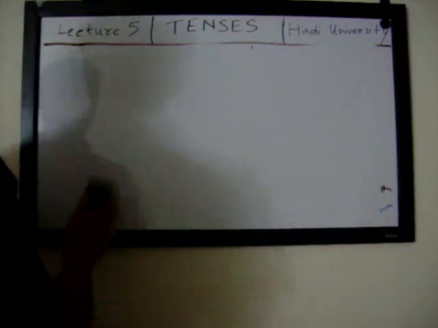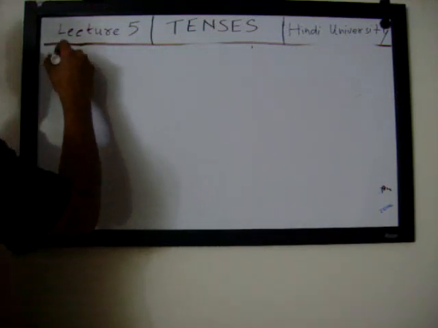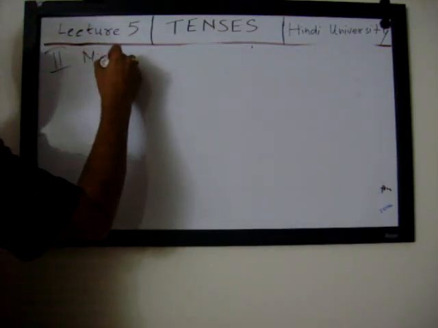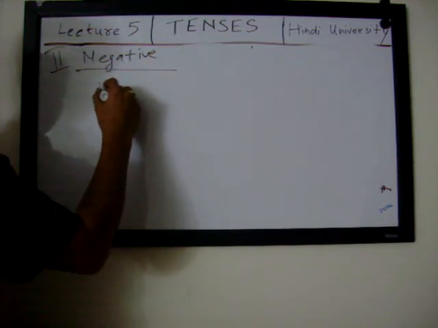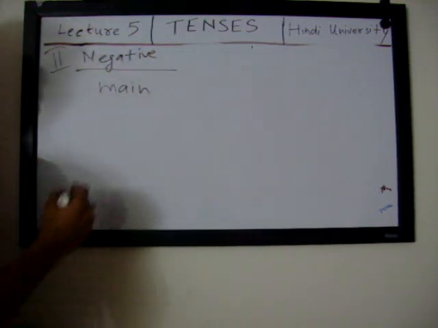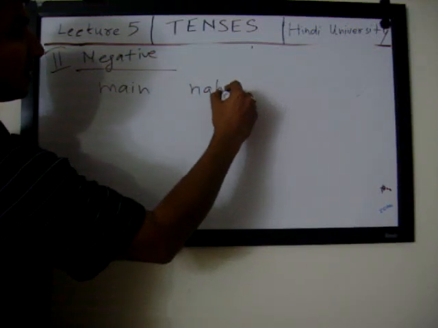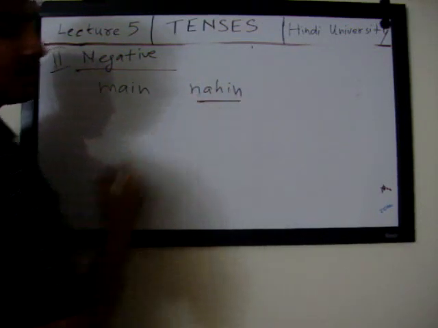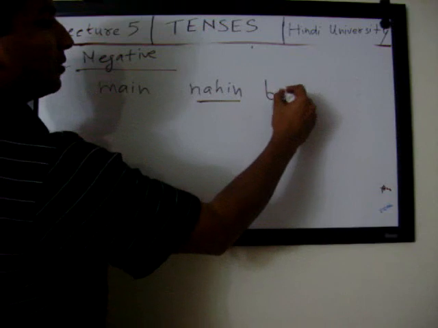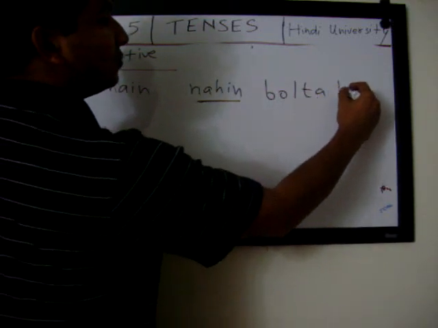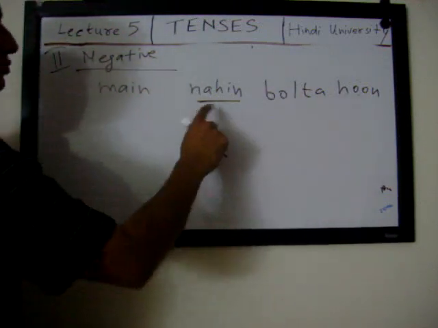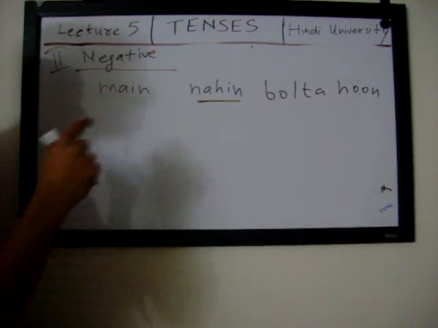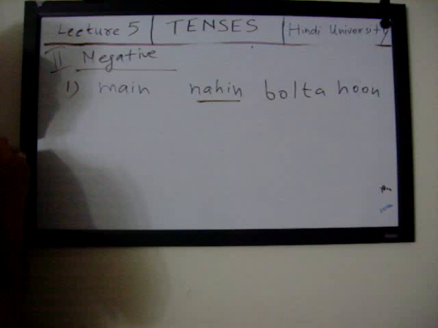So affirmative we have done, so I will skip the affirmative part. Variety 2 is negative. मैं नहीं बोलता हूँ. See, the rest of the sentence is same. मैं बोलता हूँ. We are just adding नहीं. नहीं is not. मैं नहीं बोलता हूँ.